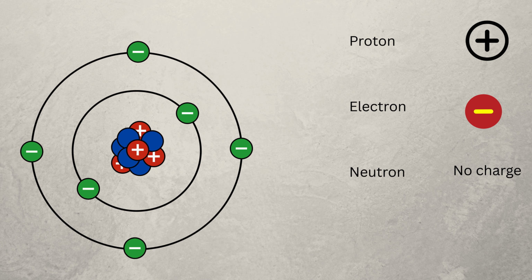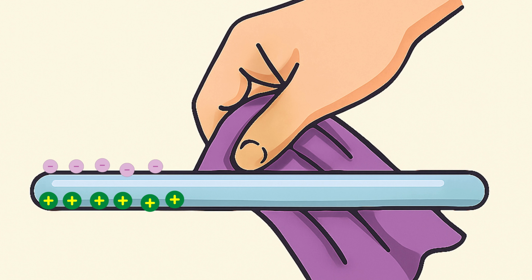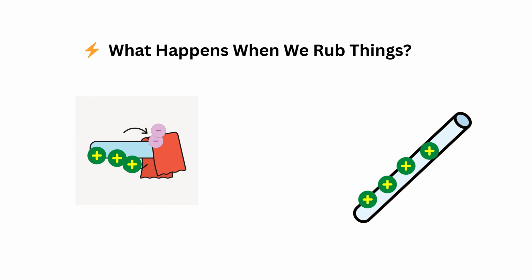Let's take an example of a glass rod rubbed with silk cloth. Electrons, which are negatively charged, are loosely bound in the glass compared to silk. So, some electrons move from the glass rod to the silk cloth. The glass rod loses electrons and becomes positively charged. The silk cloth gains electrons and becomes negatively charged.